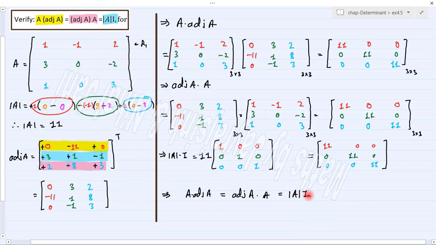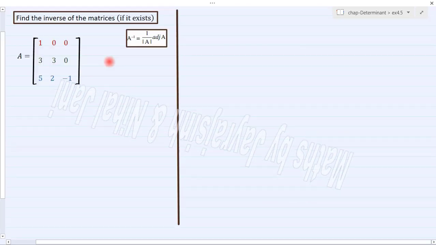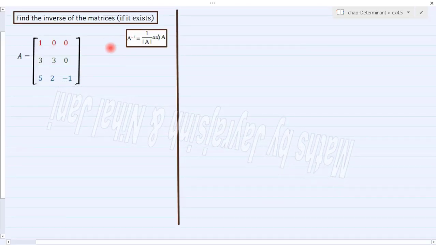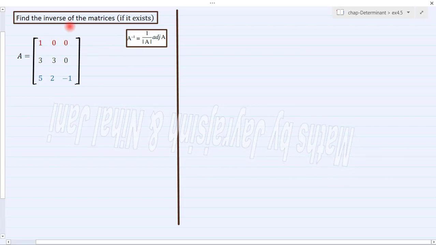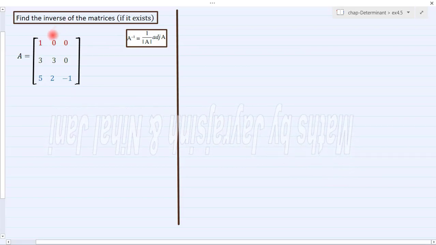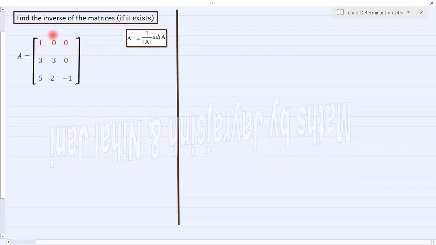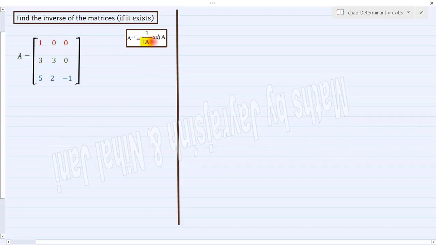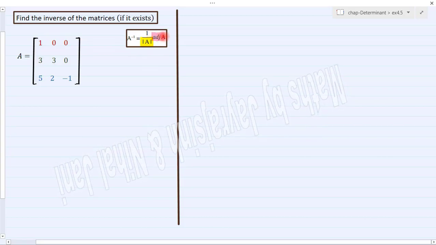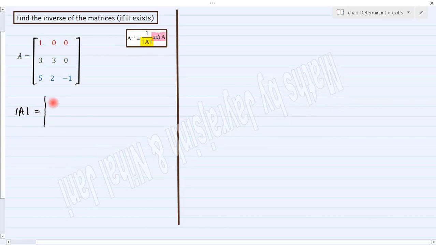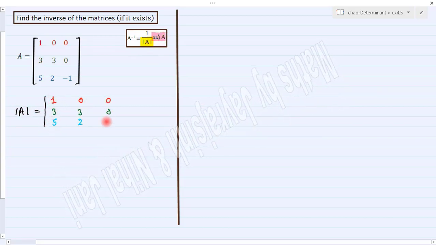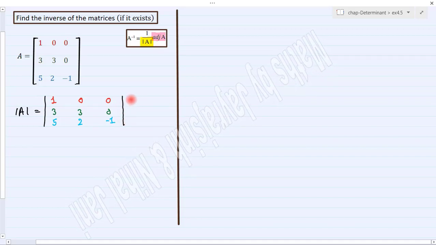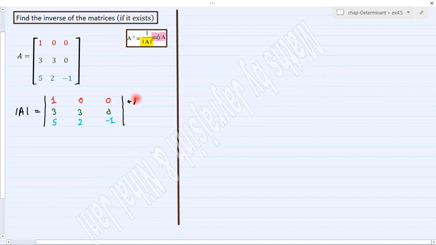In this question, we have to find the inverse of matrix A, which is a lower triangular matrix. For that, we need two things. First one, determinant of A, and second one, adjoint of A. So first of all, let's try to get determinant of A. And we know the method. We can expand with respect to first row.